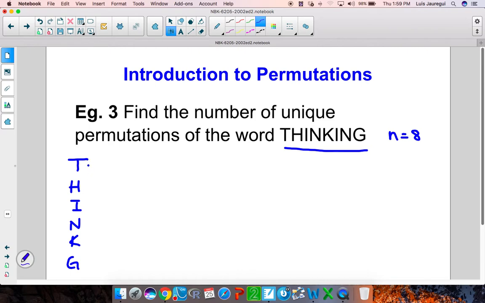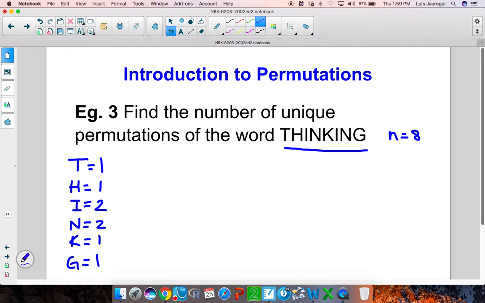Let's list the frequencies here. By frequencies, I mean the number of times that they're actually showing up in the word. Now notice the T, we only have 1 here. In terms of the H, we also have 1. We have 2 I's in the word thinking. We also have 2 N's. We have K, which is 1. And we have G, which is also 1.